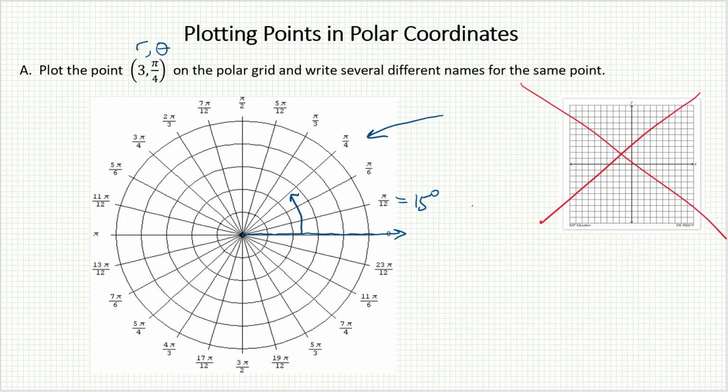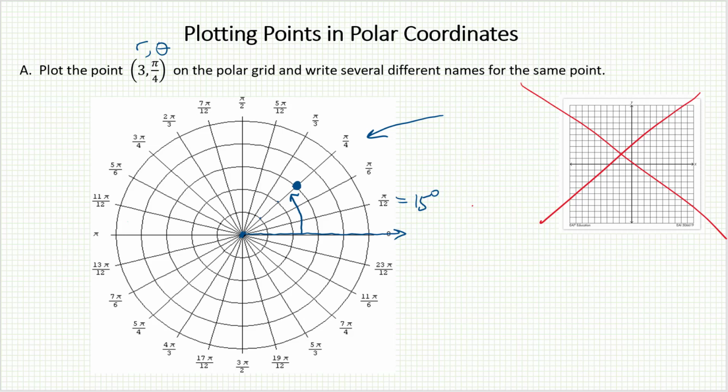And then along that pi over 4 line, you can imagine me standing here facing that pi over 4. I am going to walk 3 units. 1, 2, 3 units out. Here's the place I will put my dot. I have rotated pi over 4 and walked 3 units out.